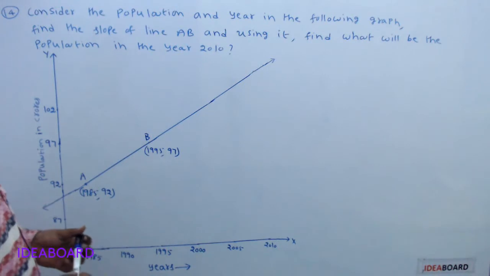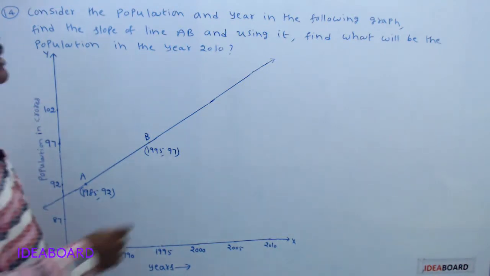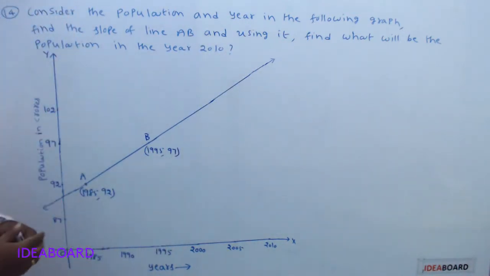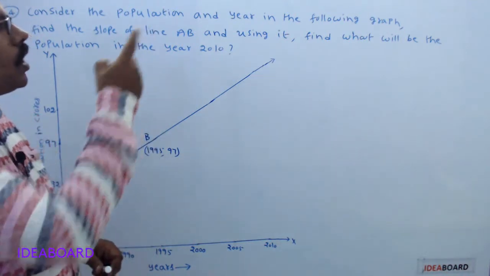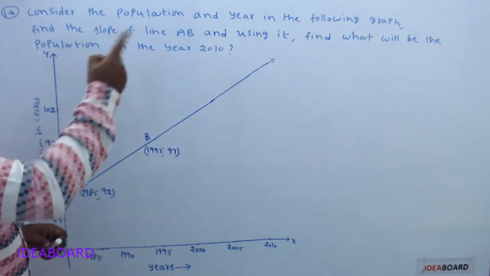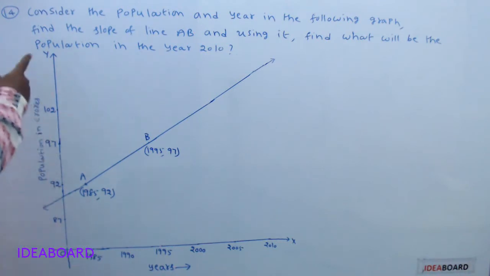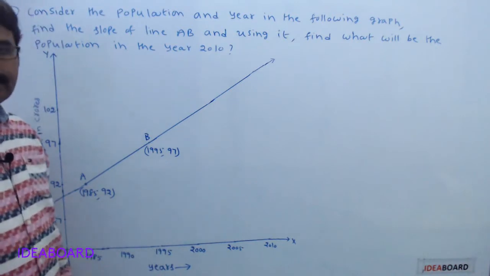Now see the next question. Consider the population and year in the following graph. Find the slope of the line AB and using it find what will be the population in the year 2010. Now what is the given data? Population and year is given in the graph. Now if you look at the graph, population will be given along y-axis, years will be given along x-axis.